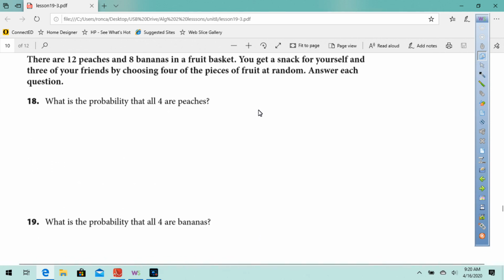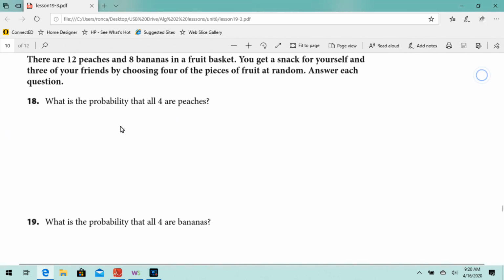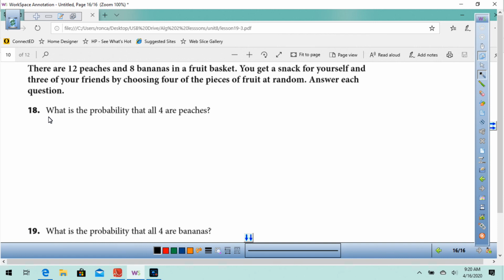18. There are 12 peaches and 8 bananas in a fruit basket. You get a snack for yourself and 3 of your friends by choosing 4 of the pieces of fruit at random. Answer each question. 18. What is the probability that all 4 are peaches?